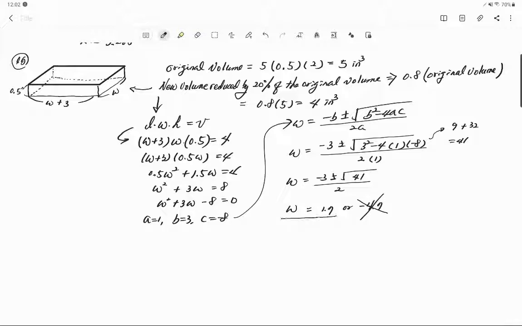W is 1.7. Then what's the length? Therefore, the length is W plus 3 inches. So 1.7 plus 3 is 4.7 inches. That is the length, and the width is 1.7 inches.